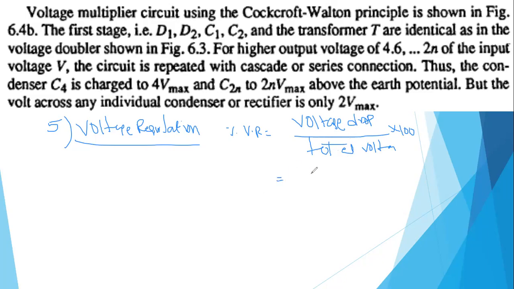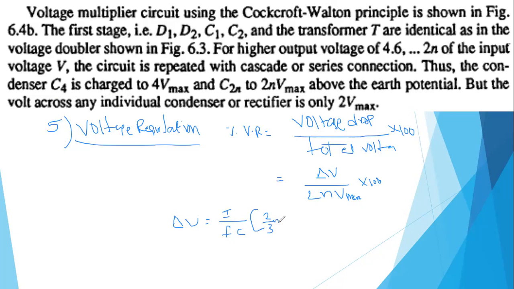Voltage drop is nothing but delta V. So delta V divided by total voltage, which is 2 into N into V max, into 100. Delta V can be defined by a small derivation, which I will discuss later. The formula for delta V is I by FC, which I mentioned already, into a factor. Just remember this formula.